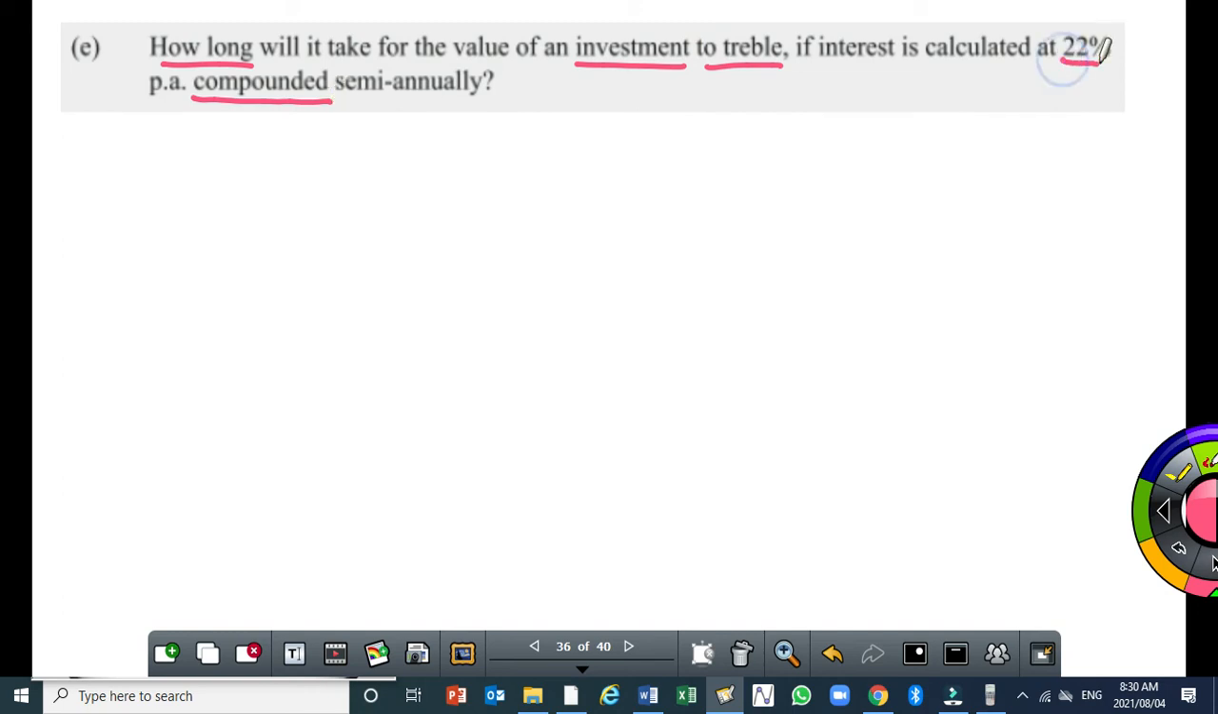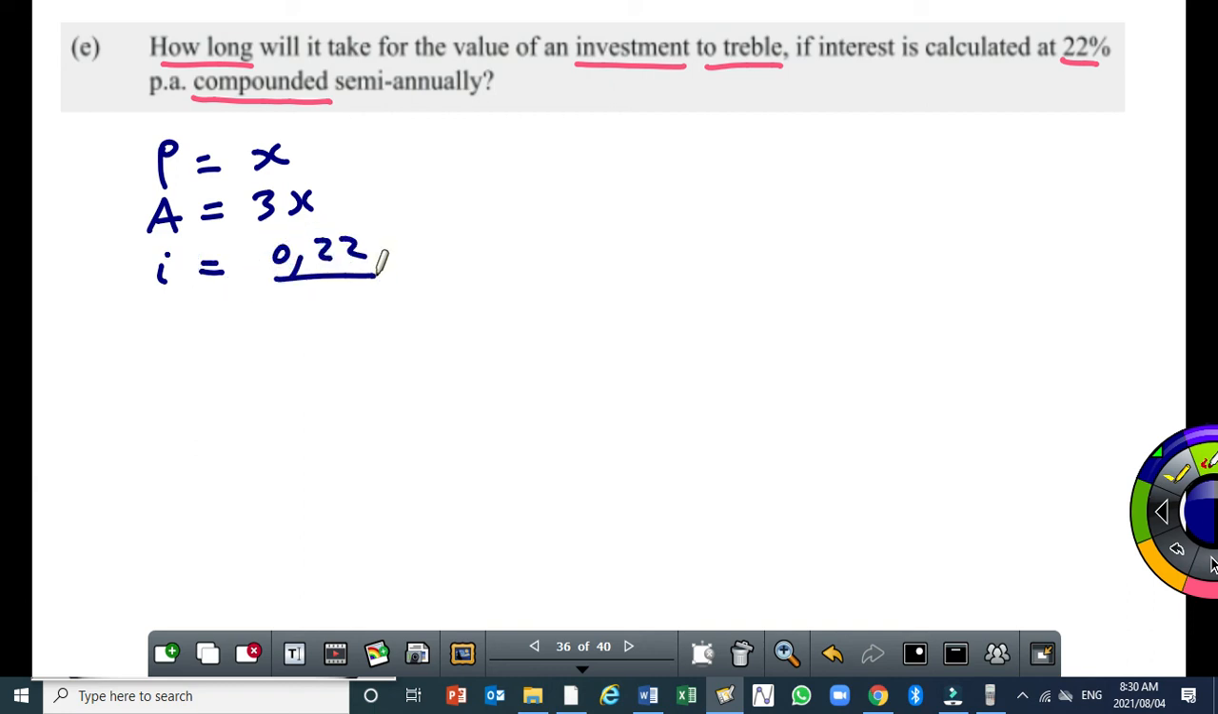So we've got 22%. Now here, since you don't know the initial amount which was deposited, you can call it X. Or you can give it any letter you like. So I'll say my P is going to be X. My A, after it has tripled, that will be 3X. Then my interest rate, that will be 0.22. It's semi-annually, which means 2 times a year. Divide that by 2. And then your N, you don't know that.